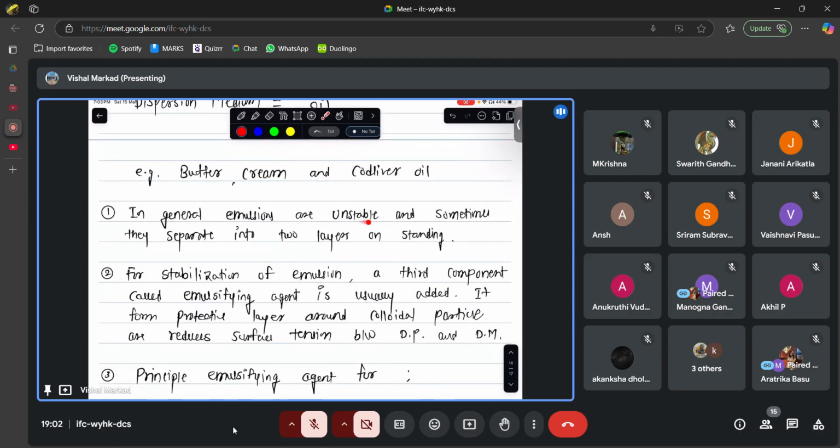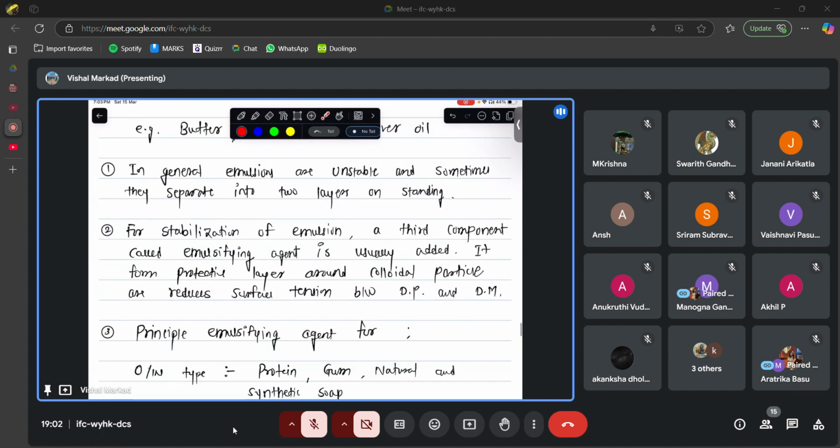In general, emulsions are unstable and sometimes they separate into two layers on standing. To stabilize them, we add a third material which is called an emulsifying agent. This definition you have for 2 marks. For the stabilization of an emulsion, a third component called an emulsifying agent is usually added.